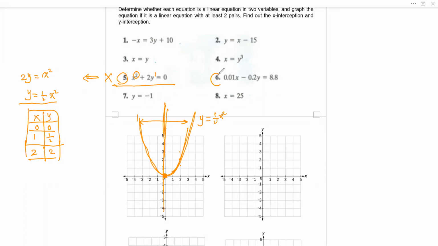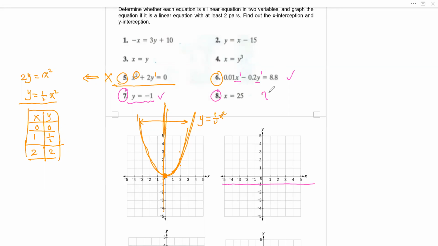Let's move on to 6. In 6, you can see the power of x is 1, right? The power of the y variable is also 1. So this is a linear line. You can graph this part by yourself, so we just skip this one. Number 7, y equal -1. We just talked about it. So y equal a constant number is a horizontal line. y equal -1 is a horizontal line. This is straightforward. So they are linear lines, linear equations as well.